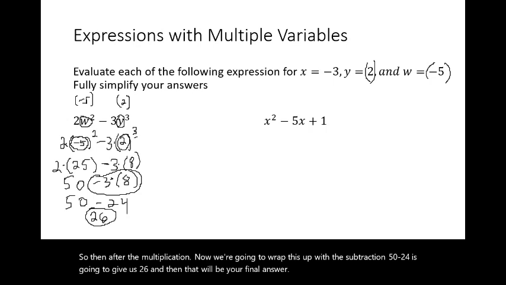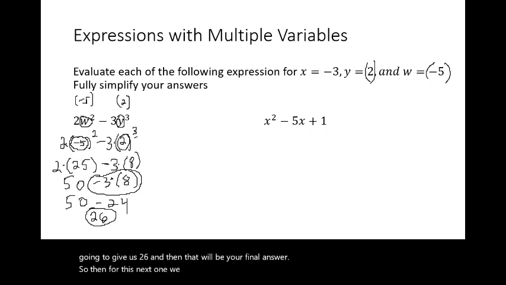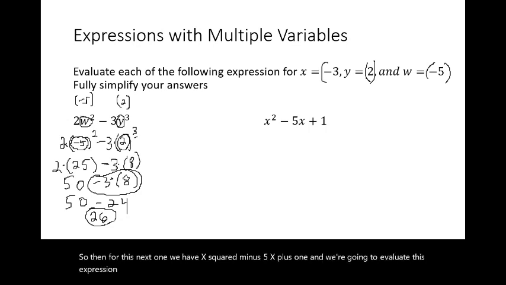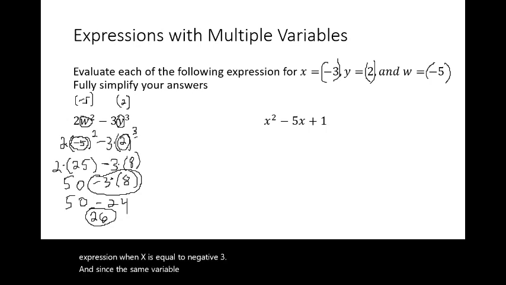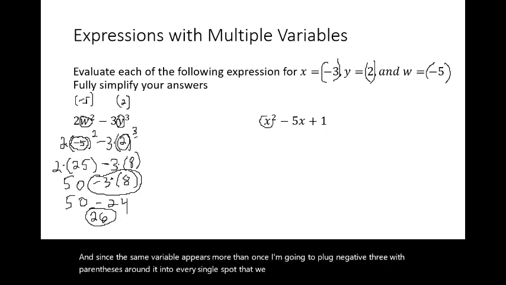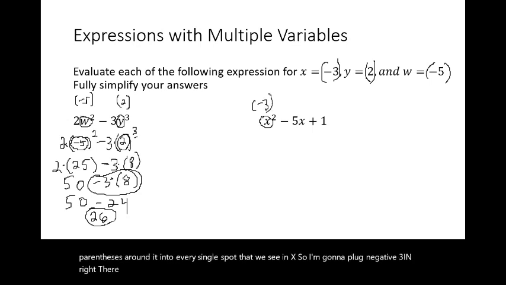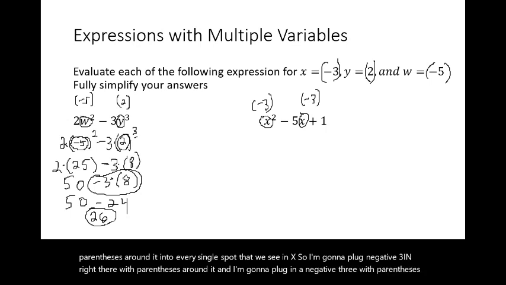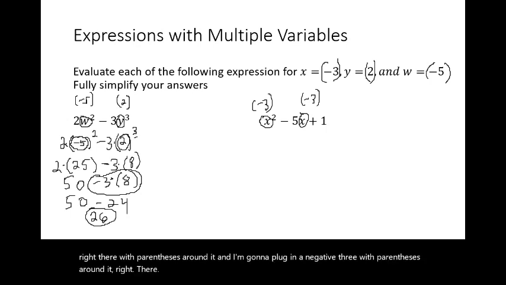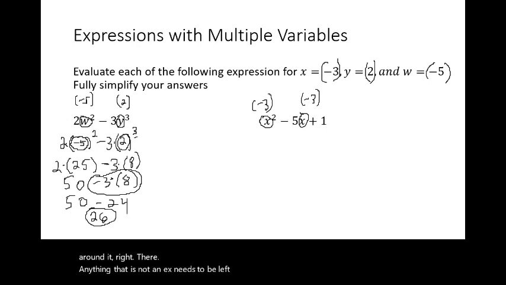So then for this next one, we have x squared minus 5x plus 1, and we're going to evaluate this expression when x is equal to -3. And since the same variable appears more than once, I'm going to plug -3 with parentheses around it into every single spot that we see an x. So I'm going to plug -3 in right there with parentheses around it, and I'm going to plug in a -3 with parentheses around it right there. Anything that is not an x needs to be left alone and left exactly where it is.